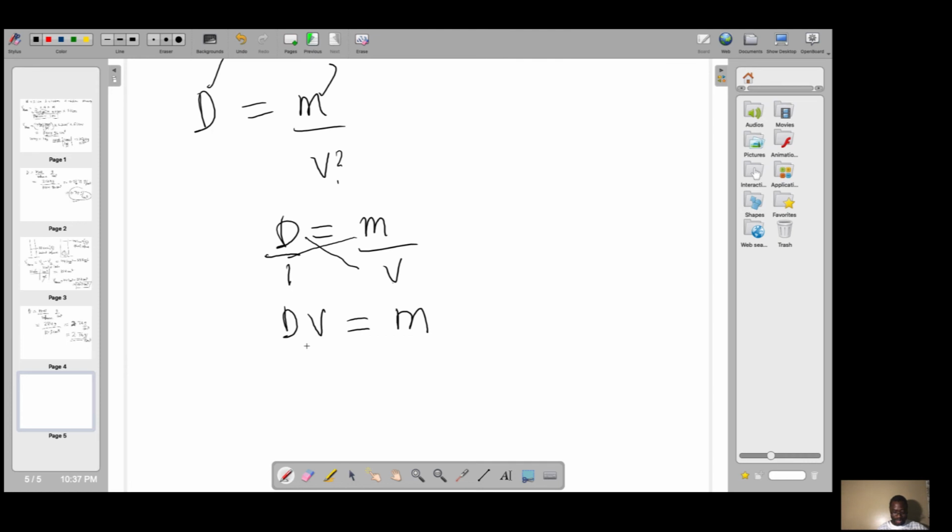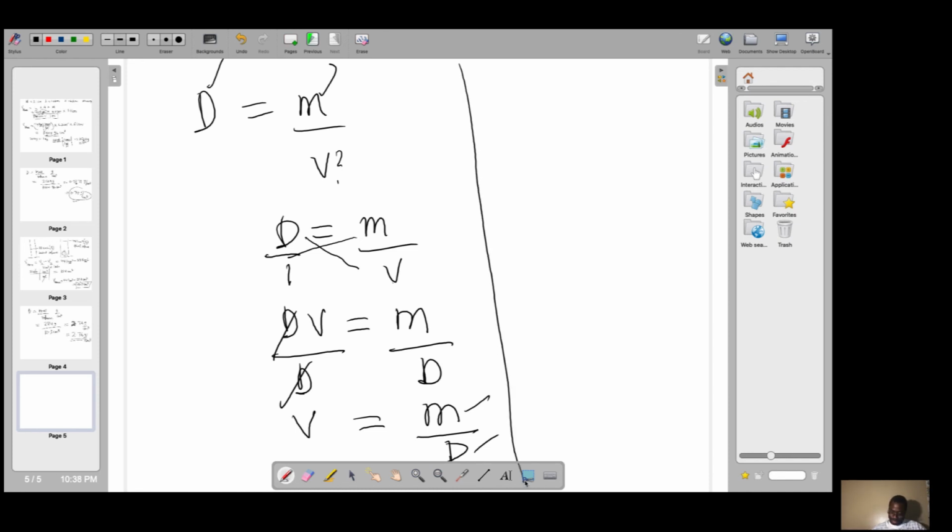But we want to isolate V. We want V to stand on top, just alone. So we divide here by D and divide here by D. So D cancels D, which means that V, volume, is equal to mass over density, D. So if you want volume and you know mass and density, you just divide mass by density and you get volume. So that is how to isolate V using the density formula.